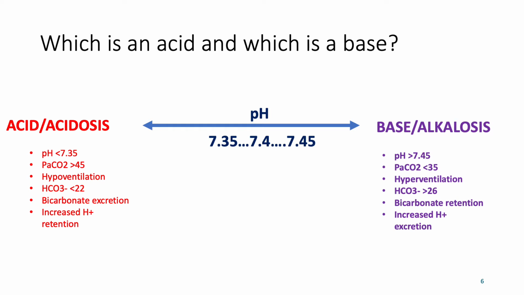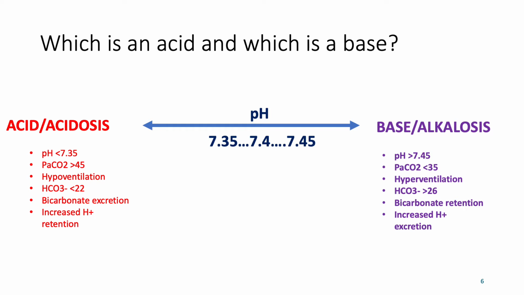Now, what about alkalosis or bases? Well, the opposite concepts are true here. A pH greater than 7.45 is consistent with alkalosis. Not enough CO2 in the body will also produce alkalosis, labeled as a base. And how do we end up with not enough CO2 in the body? Well, we blew it off.